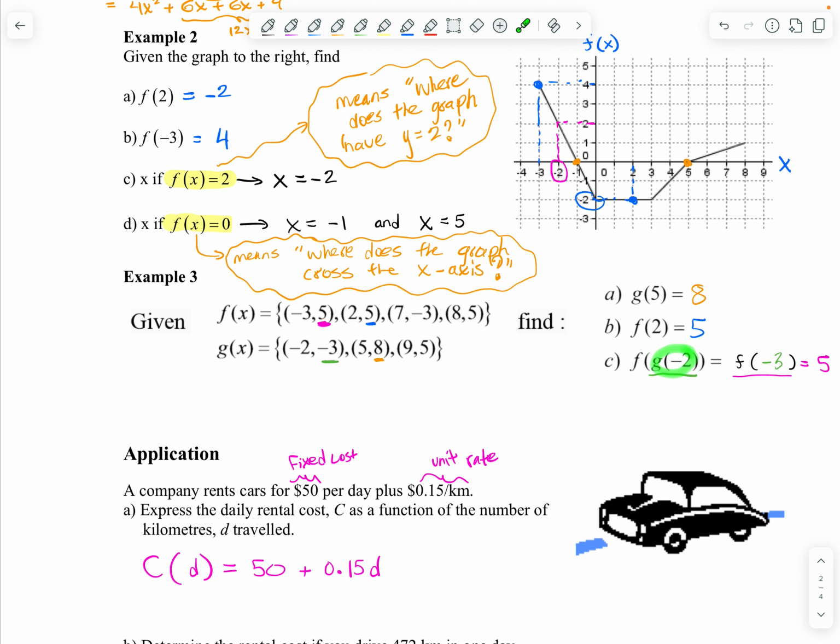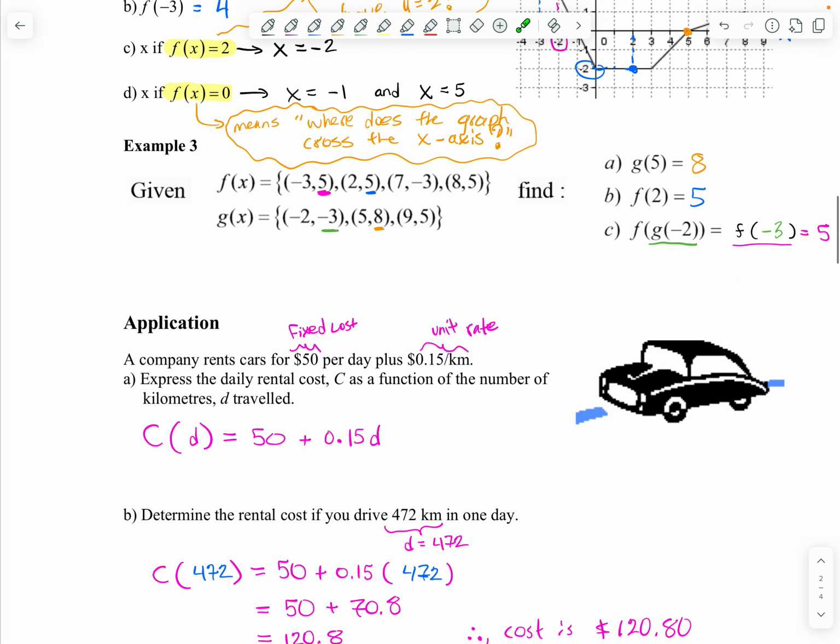In other words, g of -2 is equal to -3. Now I'm looking at f of -3. So I'm looking at my f function. When the input is -3, the output is 5. So it's just 5. Okay.